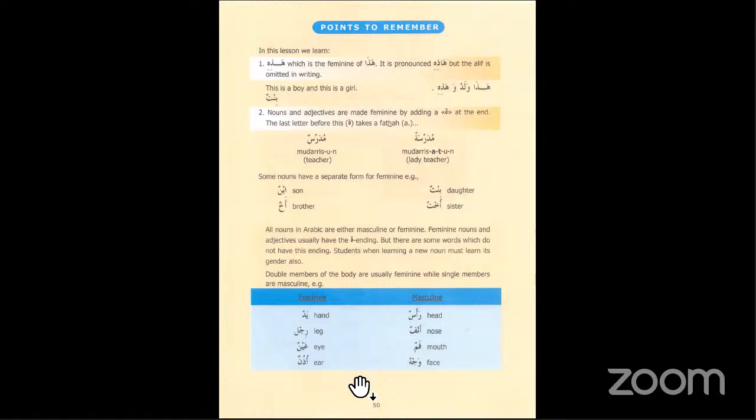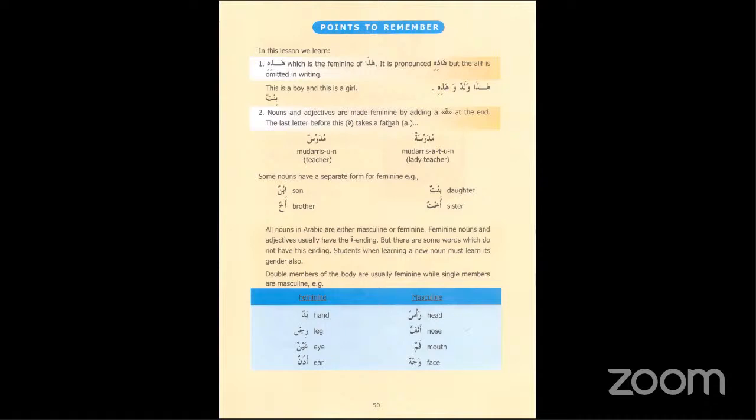Points to remember. In this lesson, we learn hazihi, which is the feminine of hadha. It is pronounced hazihi, but the alif is omitted in writing. This is a boy and this is a girl. Hadha waladun wa hazihi bintun. Nouns and adjectives are made feminine by adding ta at the end. The last letter before this ta takes a fatha. Mudarrisatun, mudarrisun. Some nouns have a separate form for feminine. For example, son, ibnun, daughter, bintun; akhun, brother, ukhtun, sister.